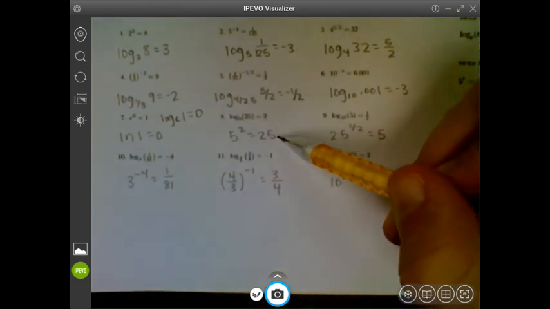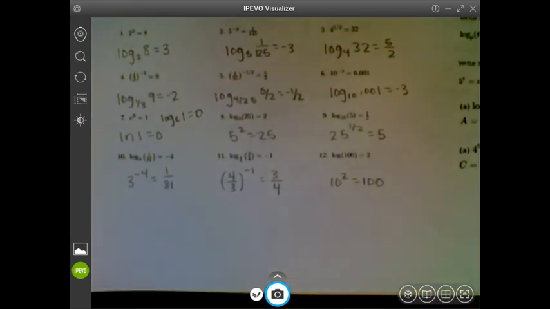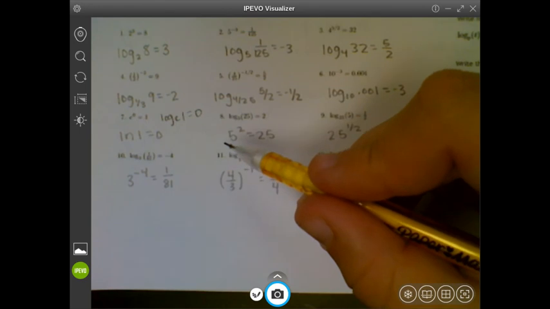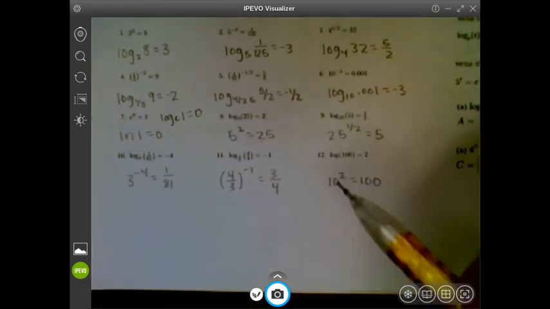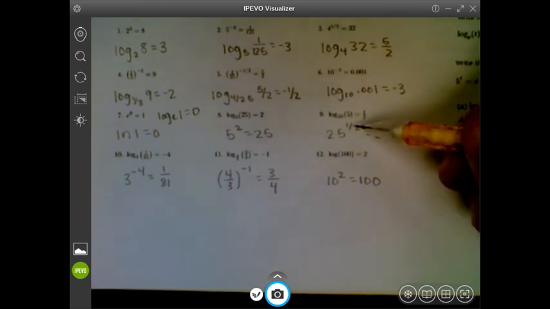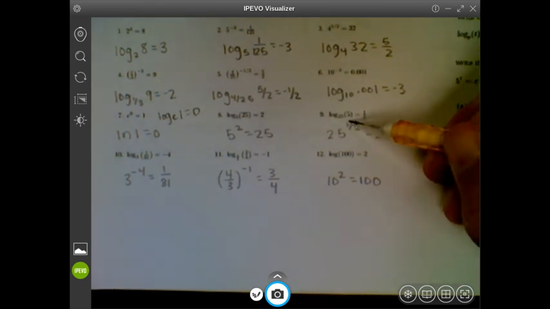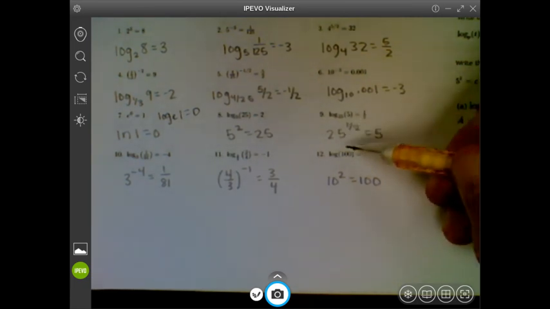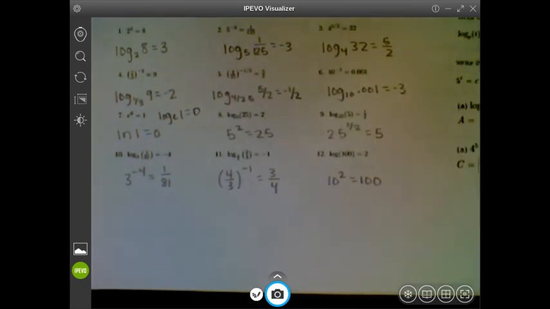5 squared is 25, right? And if you don't get a true statement at the end, then you put things in the wrong spots. Like it's not 2 to the 5th, it's 5 squared. It's not 25 squared or anything like that. It's the true statement with those numbers. Same thing here, 25 to the 1/2 equals 5. Well, we mentioned earlier that a fractional exponent is a root, and so that's a square root. So that would be the square root of 25, which is 5.